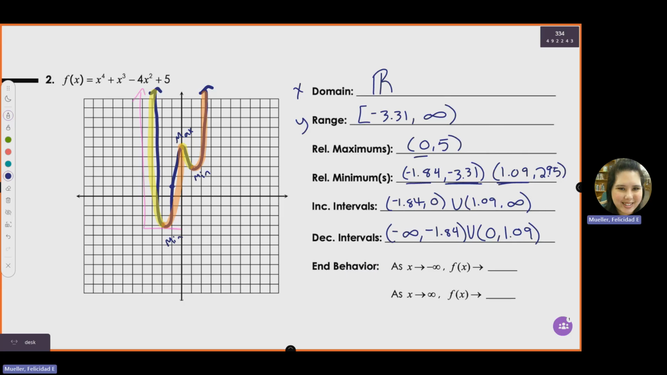All right, my end behavior. Again, this first one is to the left, bottom one's to the right. We're just looking at the arrow. So here's my right arrow and my left arrow. They're both pointing up, so they're both going to infinity.